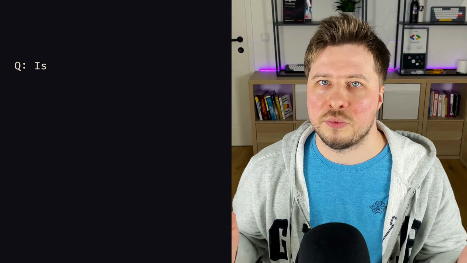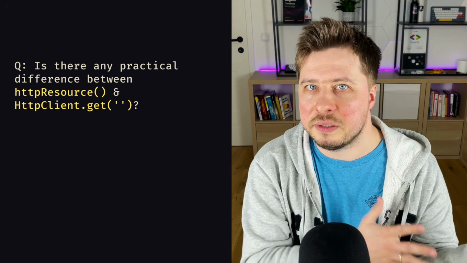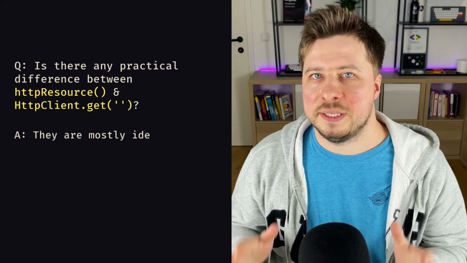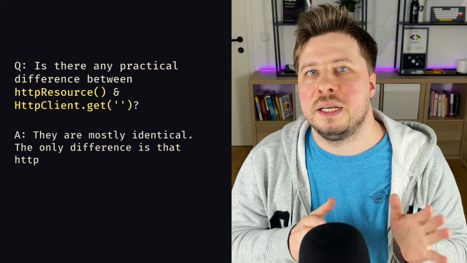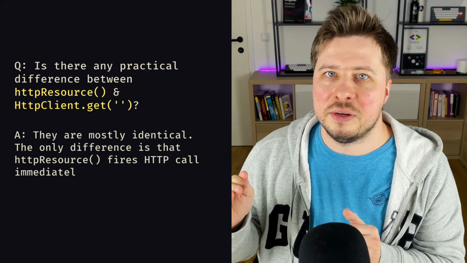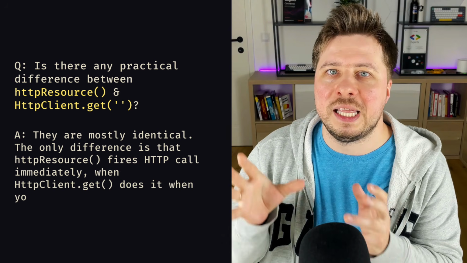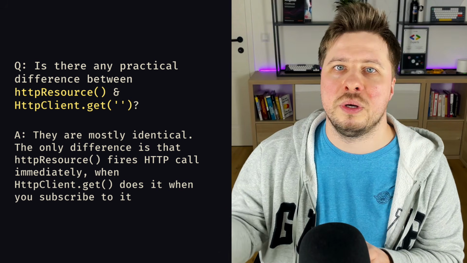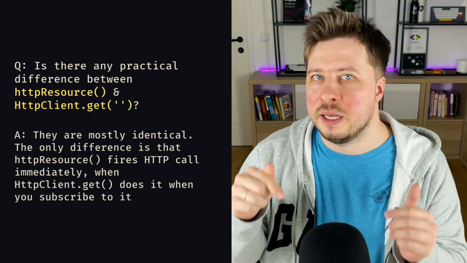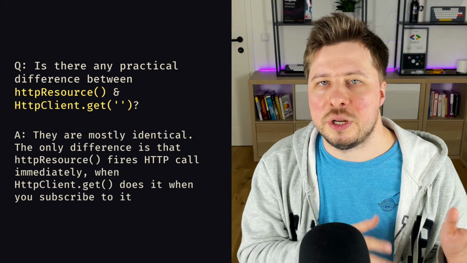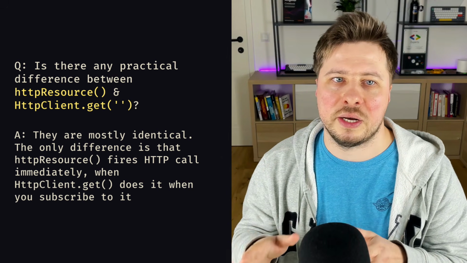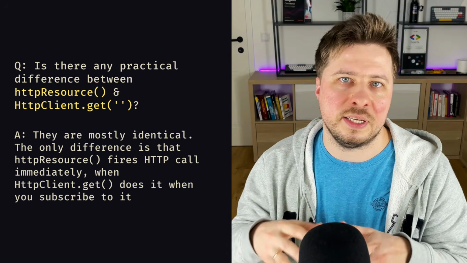The next question, is there any practical difference between HTTP client get method and the HTTP resource one? The only difference is that because HTTP client is observable based, its methods like get method, it would be lazy and it doesn't fire HTTP call until you explicitly or implicitly subscribe to it. But HTTP resource fires HTTP call eagerly, immediately when the corresponding component or service is created.